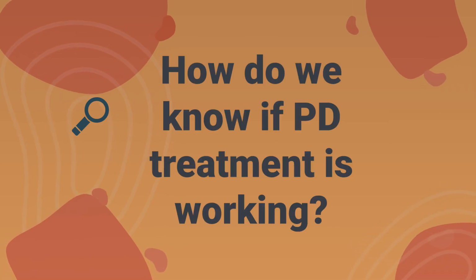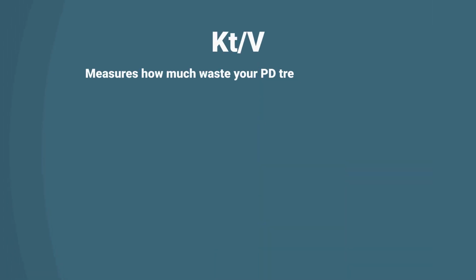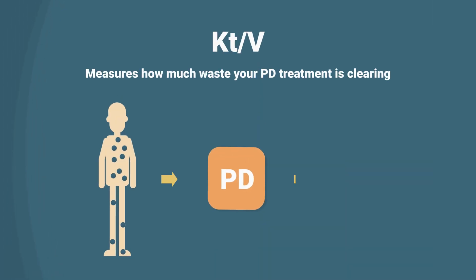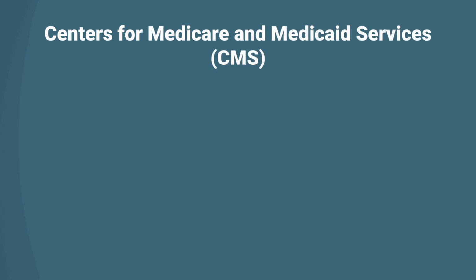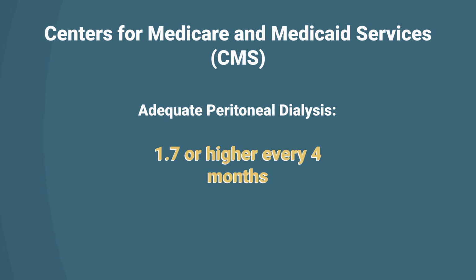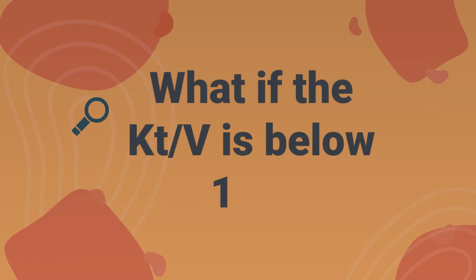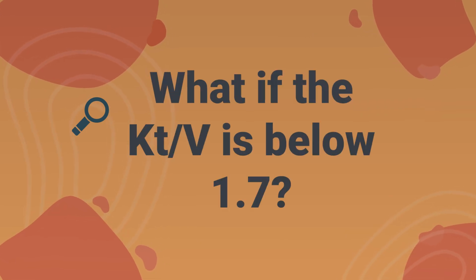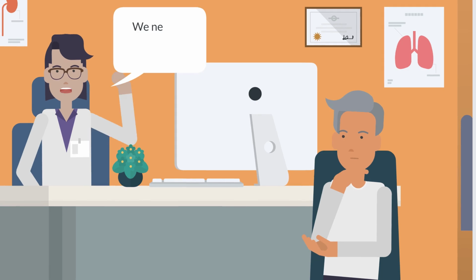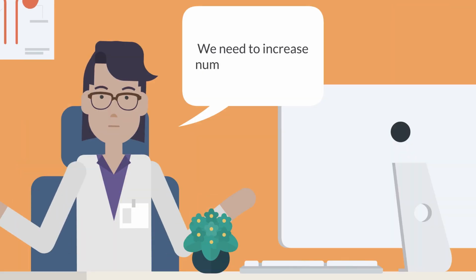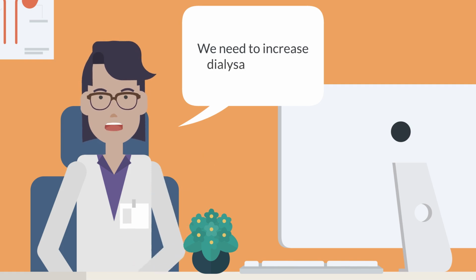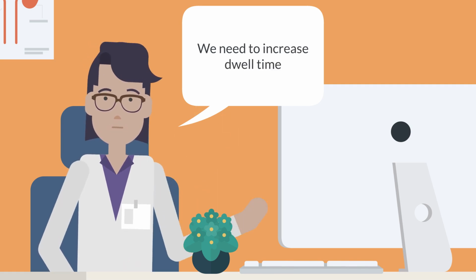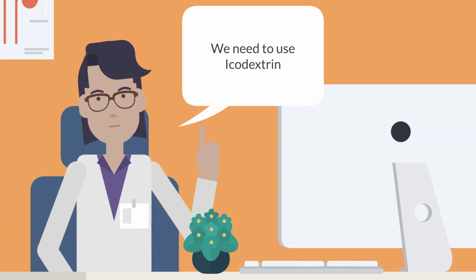How do we know if the PD treatment is working? The answer is KT over V, which measures how much waste your treatment is clearing. According to Medicare guidelines, a KT over V of 1.7 or higher every 4 months means your dialysis is adequate. What happens if a patient's KT over V is below 1.7? The doctor will adjust the prescription either by increasing the number of exchanges or dialysate volume. It could be dwell time or sometimes switching to icodextrin.